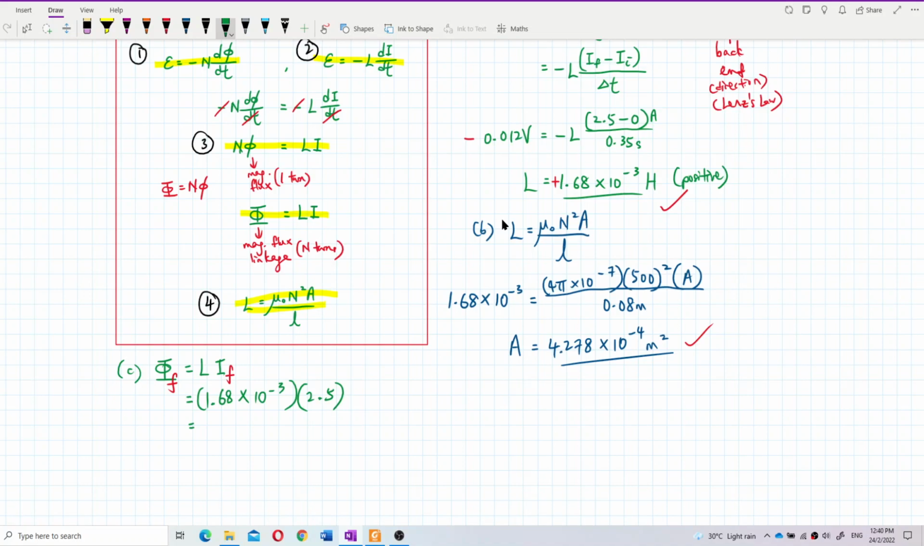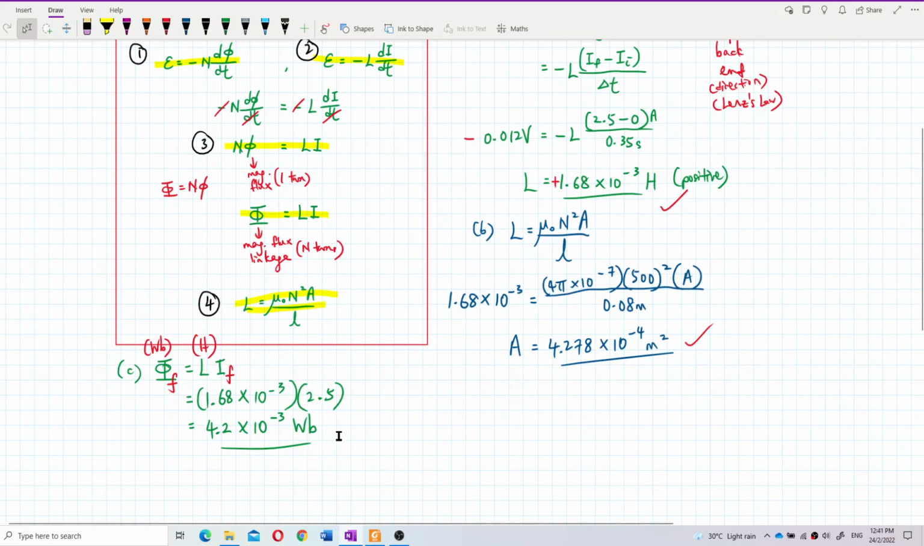So what do you get? 1.68 exponent negative 3 multiplied by 2.5. So I got the answer 4.2 exponent negative 3 Weber. That's the unit for magnetic flux. Weber is the unit for magnetic flux, if the unit for inductance L is Henry. Understand? Henry.